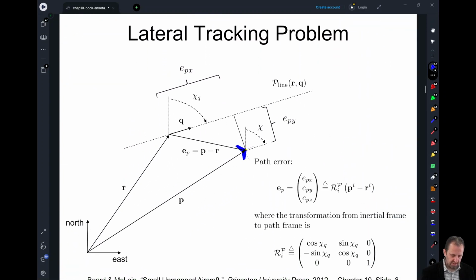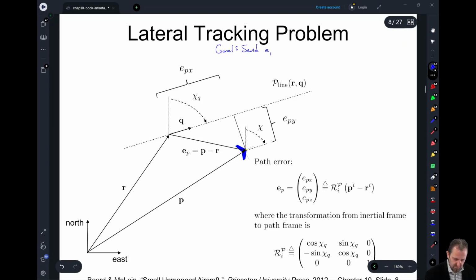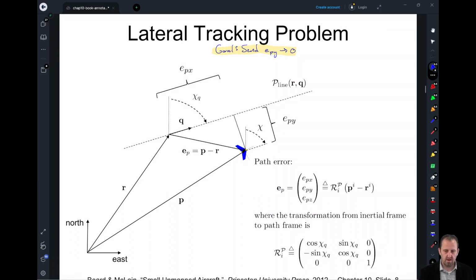Okay, so let's look into the lateral tracking problem, meaning that given a projection down onto the northeast plane, we want to converge to this line and just keep following it. So the number one goal of this is we want to send this EPY to 0. Let me highlight that, because that's really all we're doing with the lateral tracking problem. Remember that EPY is what we call the lateral tracking error.